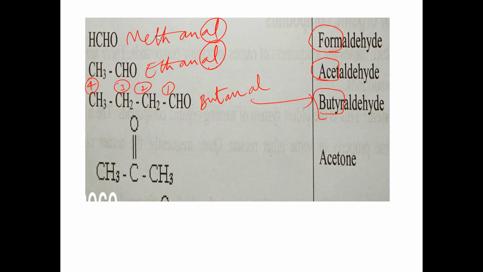Next, in all these aldehyde compounds, what will be there? A carbonyl group will be there. The C double bond O group is called the carbonyl group here. This carbonyl group is present in aldehydes. So aldehydes are called carbonyl compounds.